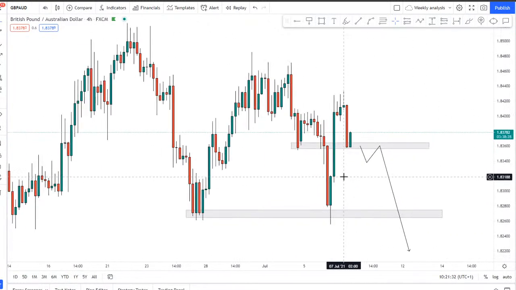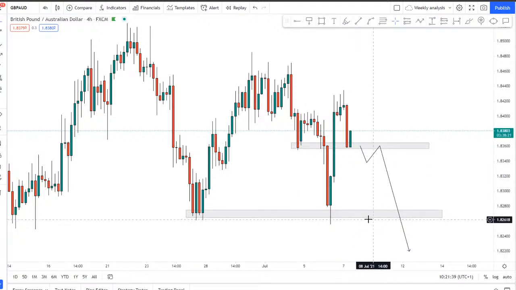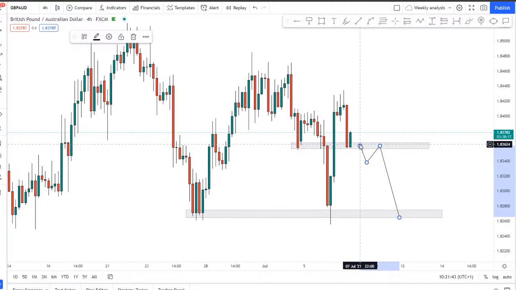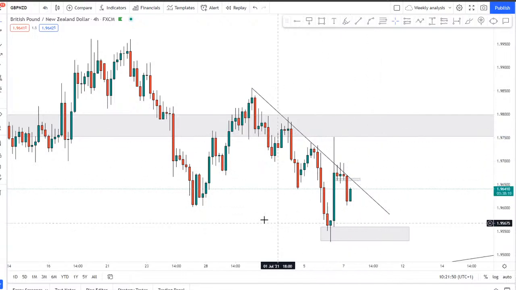But we do have that support, so I think the safest opportunity for pound AUD, probably wait for this support to break, and then on the retest fill that gap to the downside, and then potentially new lows after that. But if it doesn't break that, GBPAUD might just find support and continue higher, and then that means GBPNZD might break through that trend line and continue higher as well. So wait for those confirmations, but I do see downside.